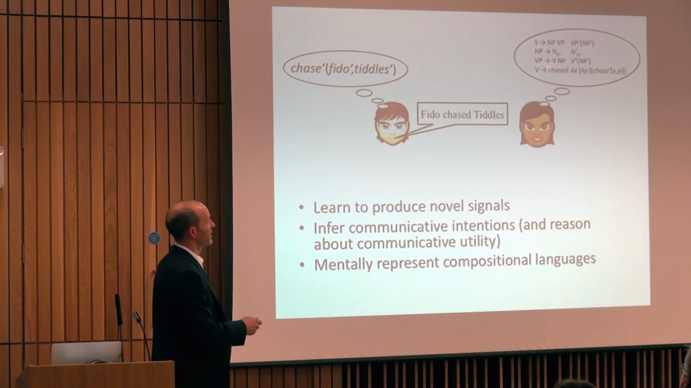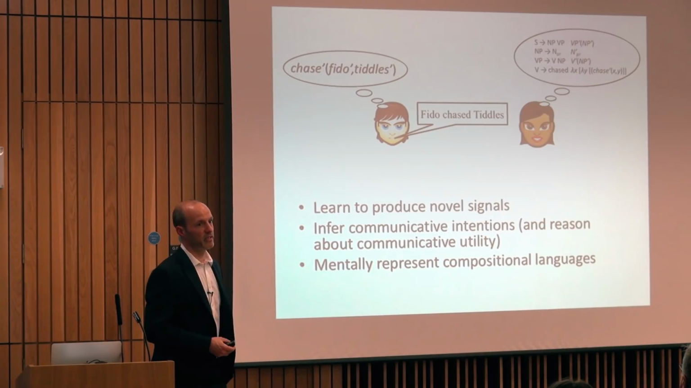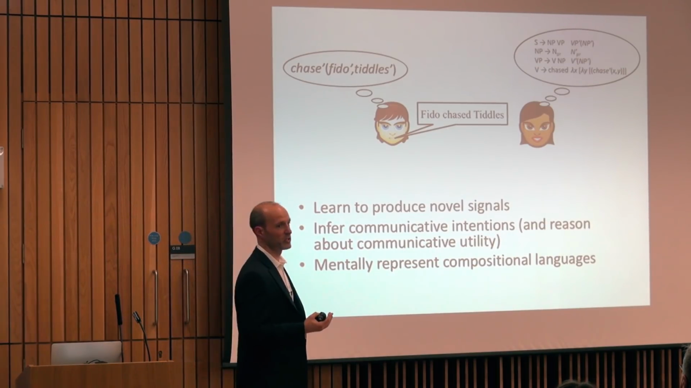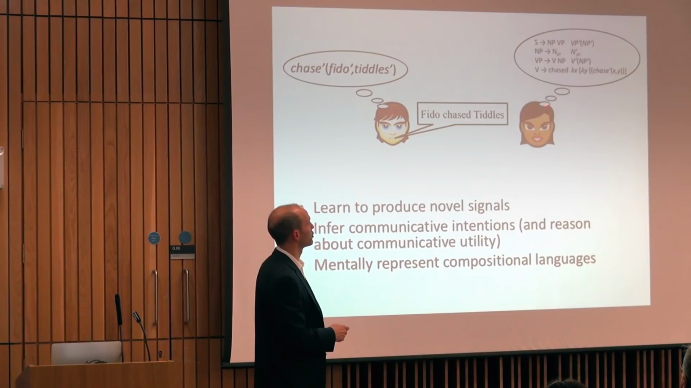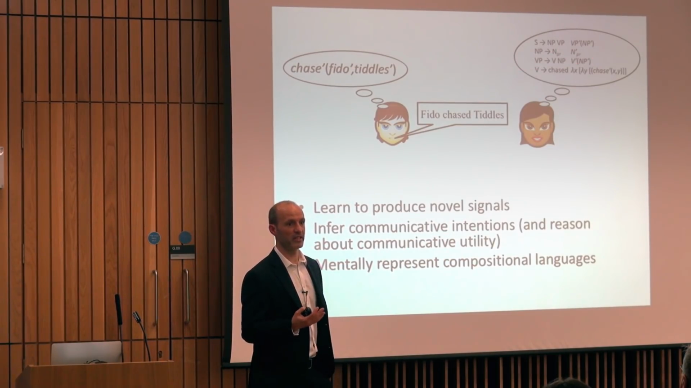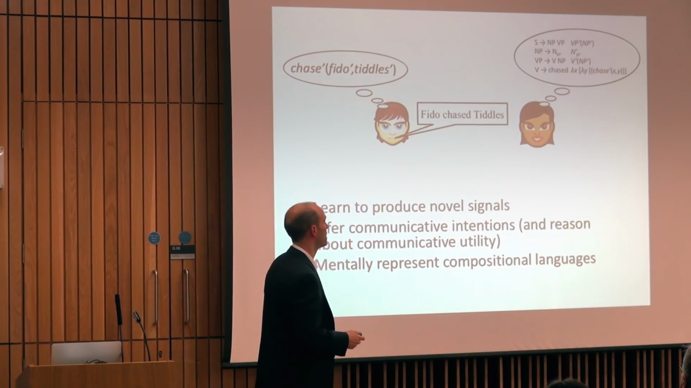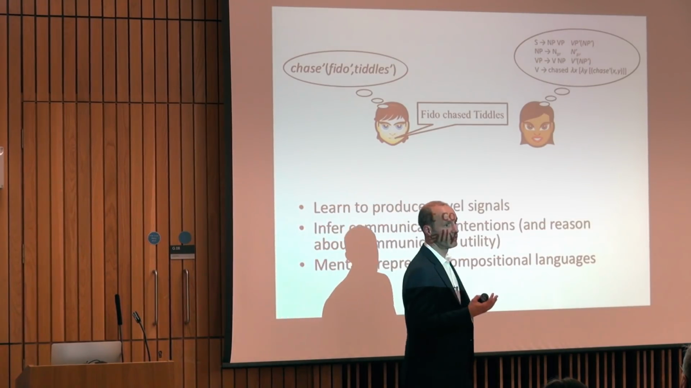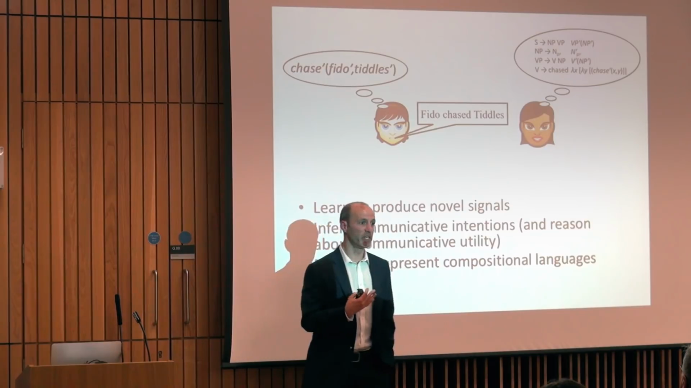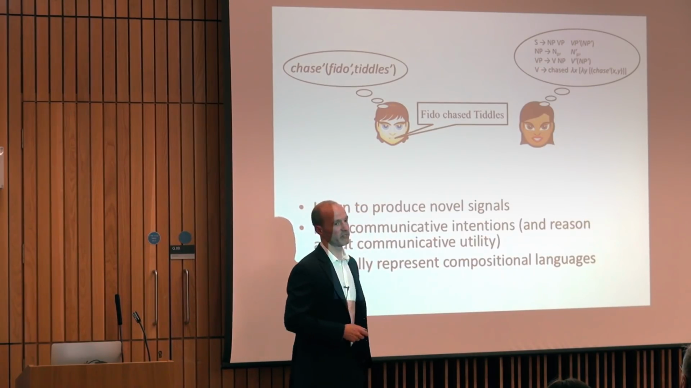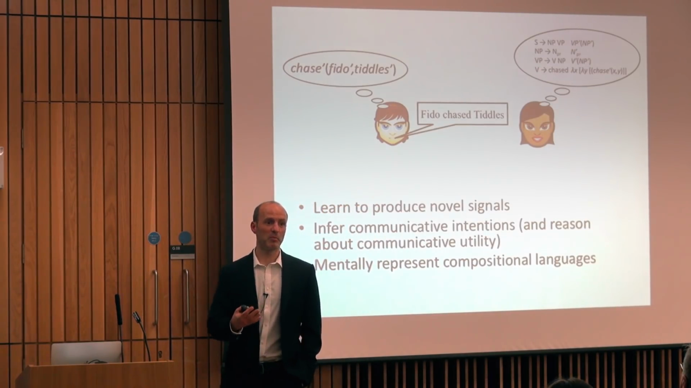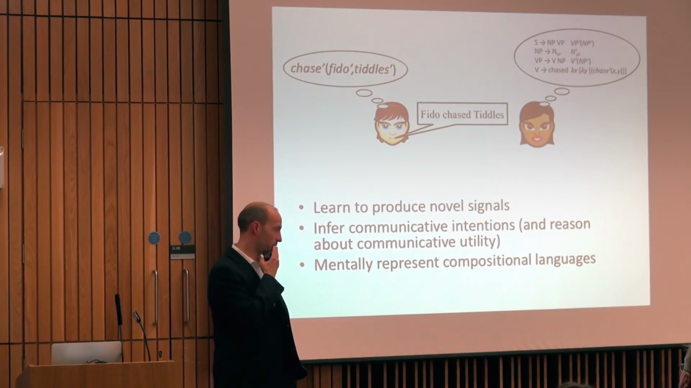And then finally, you have to be capable of mentally representing one of these grammars. You have to be capable of reaching the end state where you have a compositional language. What our modeling work shows is that actually you can be very, very reluctant to infer this kind of complex grammar, and you might only do so if your data really forces you to. So you don't have to have a predisposition to seek out this kind of structured language, but you do have to be capable of acquiring that kind of language.